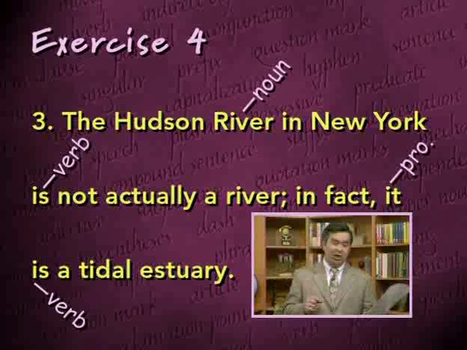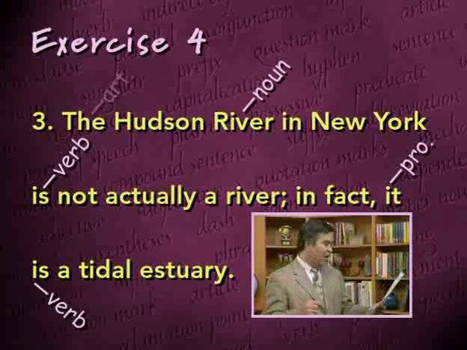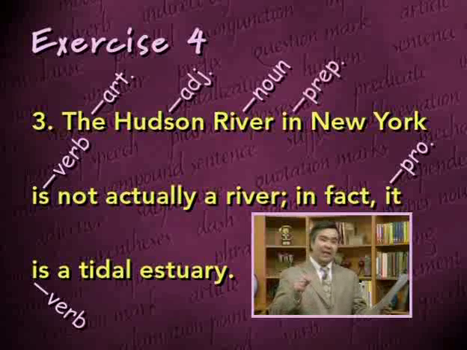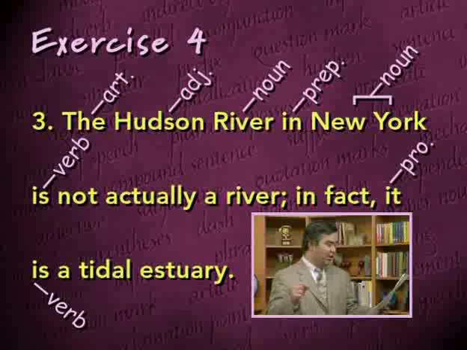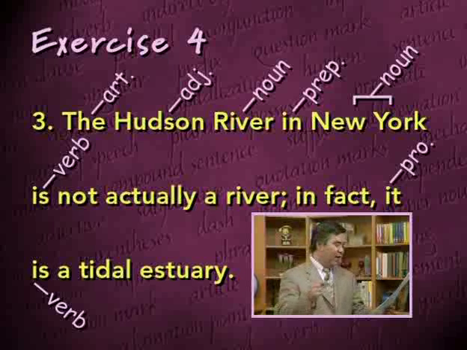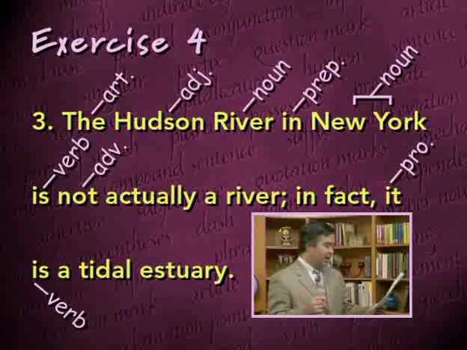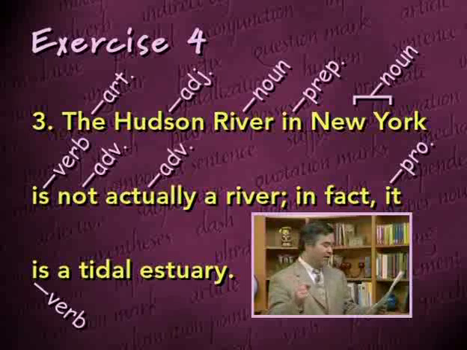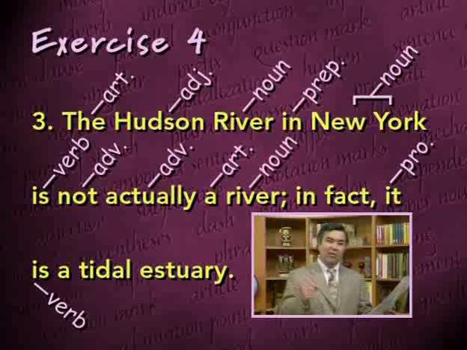Now let's talk about the other words here. We said that river is a noun. The Hudson preceding the word river are an article and an adjective. Hudson is an adjective telling what river. In is a preposition, and New York is a noun. It's a proper noun naming a particular state in the United States, and it's the object of the preposition. It's part of the entire prepositional phrase, in New York. We saw that not is one of the most common adverbs, and that's how it's being used here. And actually is another adverb, also modifying the verb is. A is, of course, an article, and river is a noun. Now we move into the second clause.